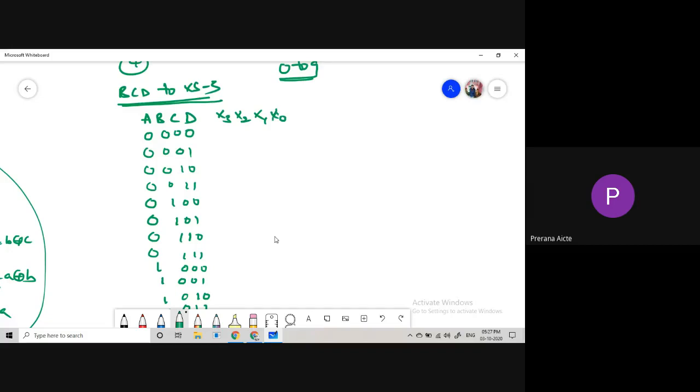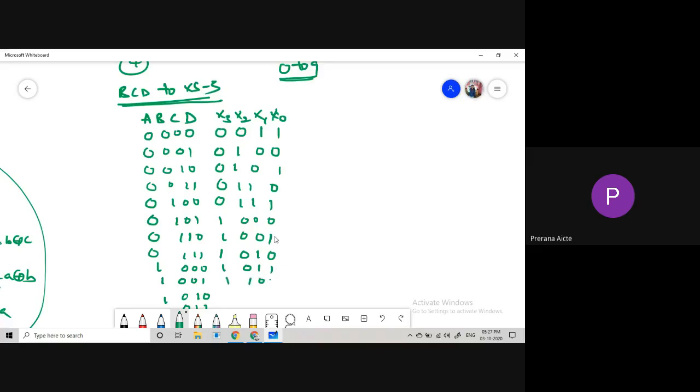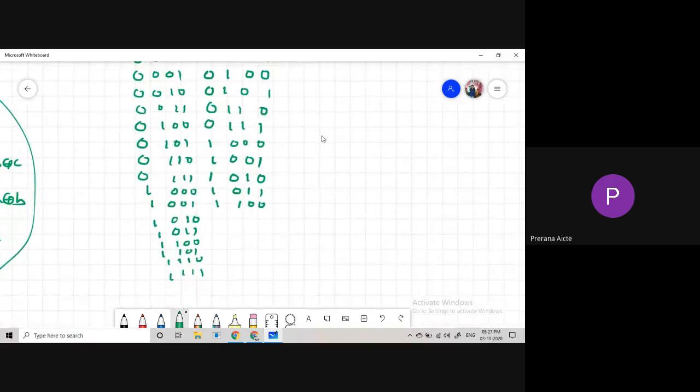So what is the XS3 code of 0? 3, that is 0011. What about 1? 4, 0100. What about 2? 0101. Then 0110, and so on, up to 9, which is 12. What about 10?